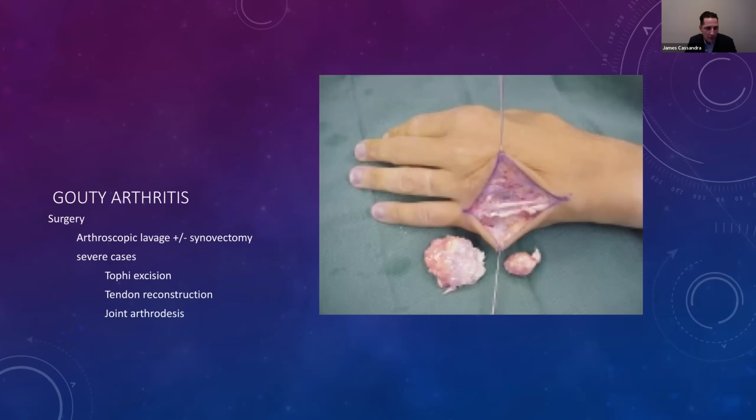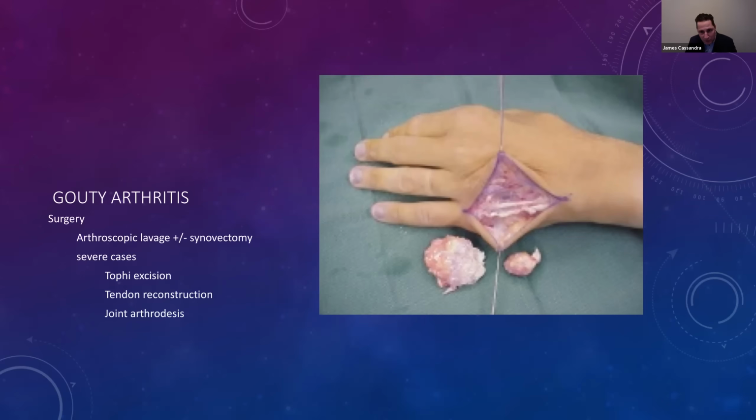So for surgical management of an acute gouty situation, most times we don't need to consider surgery. Occasionally, if that pain continues, we can consider something like an arthroscopic lavage and synovectomy to clean the joint out. But most times, an acute case managed medically will get better and can avoid surgery.